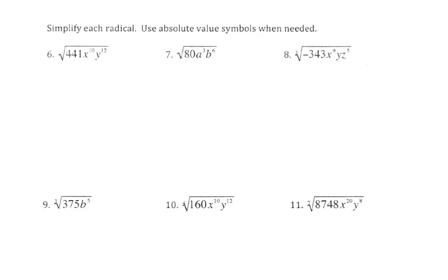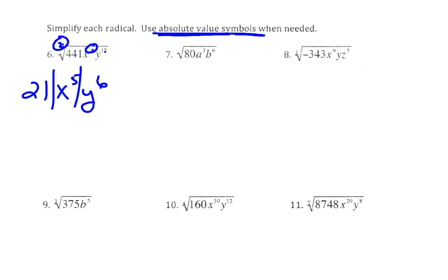Okay, 6. Just use absolute values. Be careful. Remember, we're looking for even, odd. So 6 could have absolute values because it's a square root, which is even. So we got square root of 4 x to the 10th, y to the 12th. And then all we do is, think of this as a 2 when we divide. 10 divided by 2 is 5. 12 divided by 2 is 6. There's nothing left on the inside. Were there any even, odds? Well, this was even, and that guy right there is odd. That one needs an absolute value. The y has an even at the end, so you don't need to worry about it.